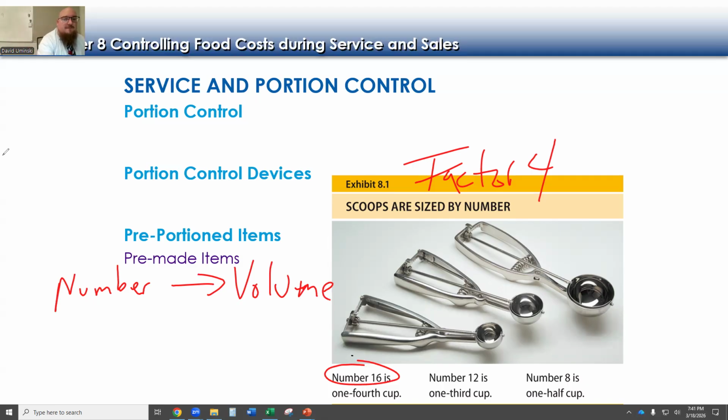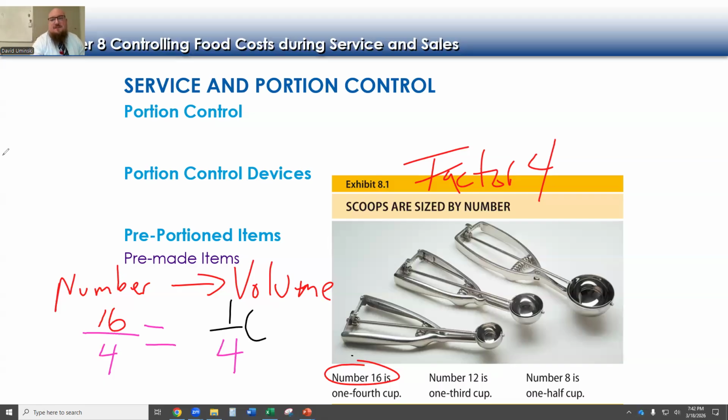we're going to take my number 16. We're going to divide by our factor of 4. What is 16 divided by 4? 4. And then we're just going to add that 1 right there on the top, and it is a 1/4 cup of volume. So our factor is 4. 16 divided by 4 is 4. And then we add that 1 on top to give us our volume.